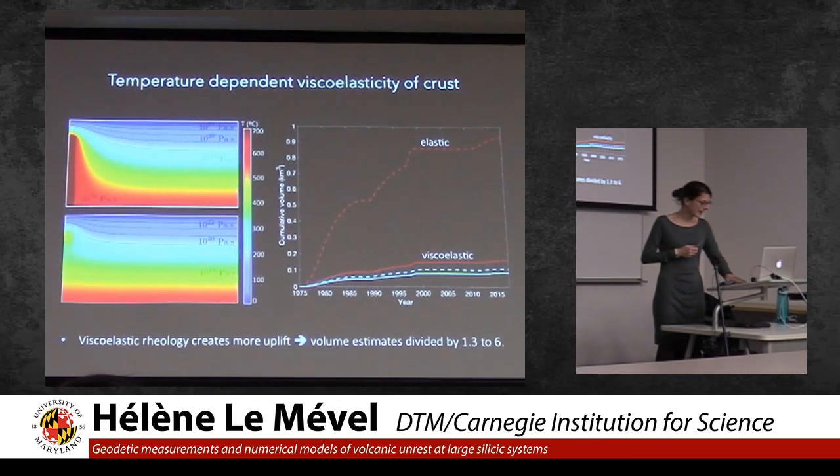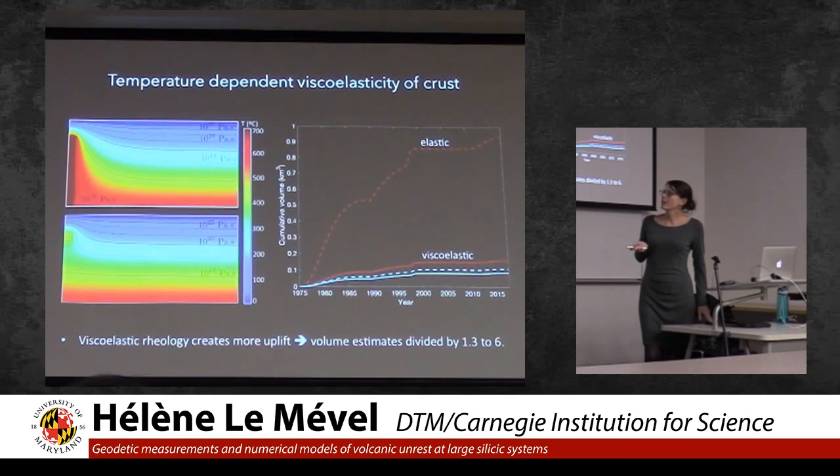And I did the same test as for Laguna del Maule, which is what is the influence of the viscosity on the result. Here is the temperature distribution and viscosity distribution for both cases. Here is a magmatic mush at about 700 degrees. And here is a much cooler and smaller area where the water would be injected. What you see on the right is the resulting volume time series.